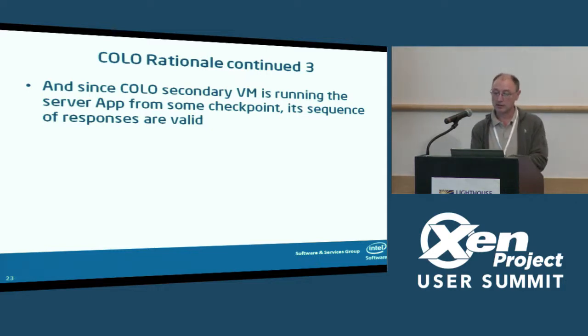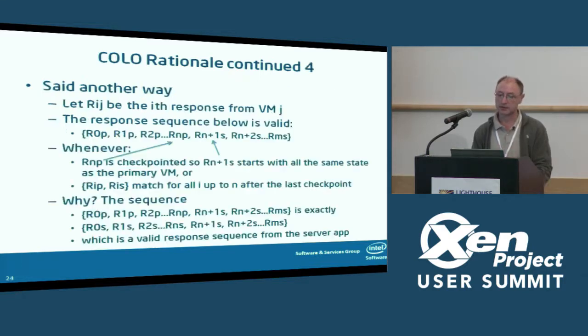In COLO, the secondary is running the application all along. So the sequence that leads up to the failure is a valid sequence, and as it continues through the failure, it continues to be a valid sequence. So that's really the heart of what makes COLO work. That's the linchpin.